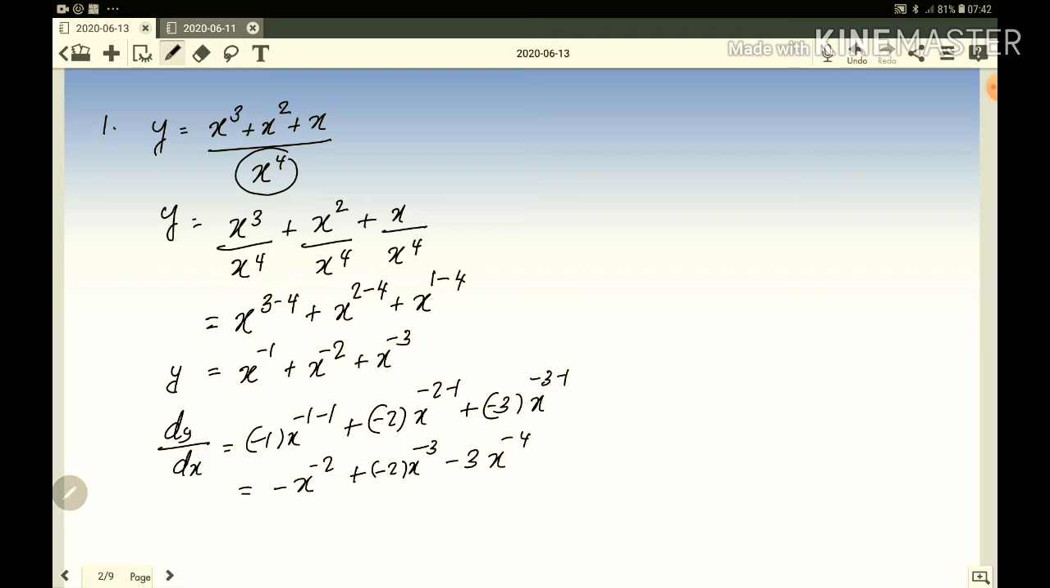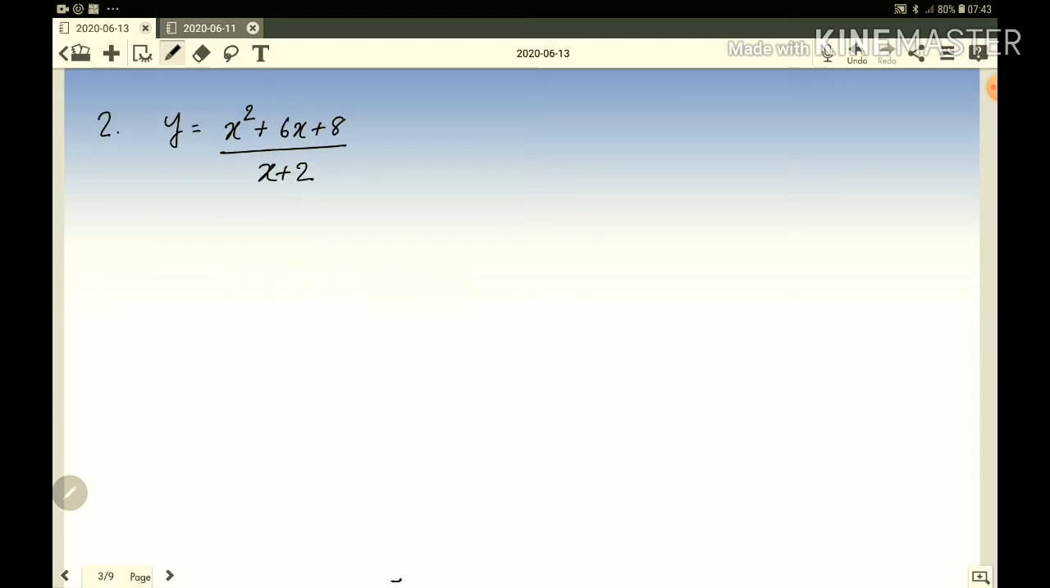Now don't leave the answer with the negative power. So here what will happen? Minus 1 will be there, and the denominator x to the power 2, just to go down. Here, minus 2 will be there, then x to the power 3 will go down. Then minus 3 will be there in the numerator, and x to the power minus 4 will go down to change the negative power, so x to the power 4. So this is the final answer. Now we can go to the next question.